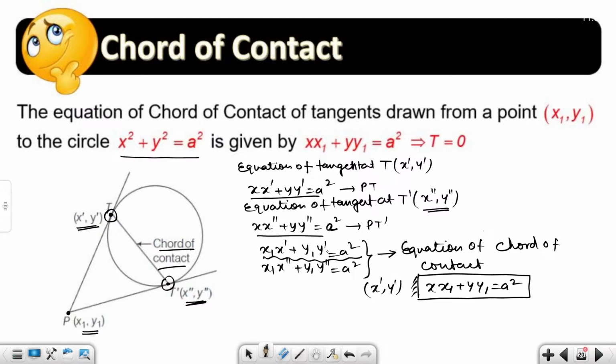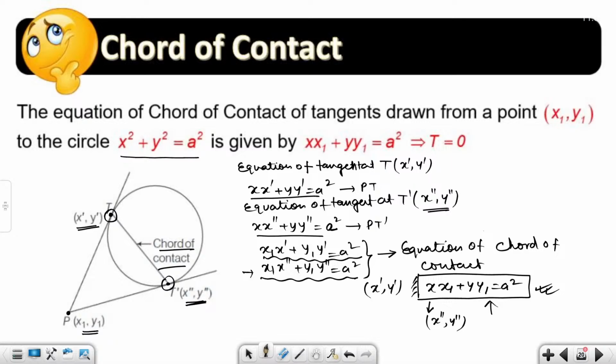This condition is true, which means x dash, y dash is going to satisfy this equation. Yes? Now similarly, it is passing through the point x double dash, y double dash, hence it must satisfy this. So in place of x and y, if I put x double dash, y double dash, again you see it is going to satisfy this equation because this condition is true. Therefore, this is an equation which is passing through both the points t and t dash. Hence, we can say this is the equation of the chord of contact.